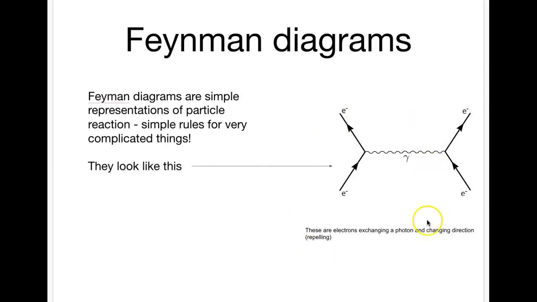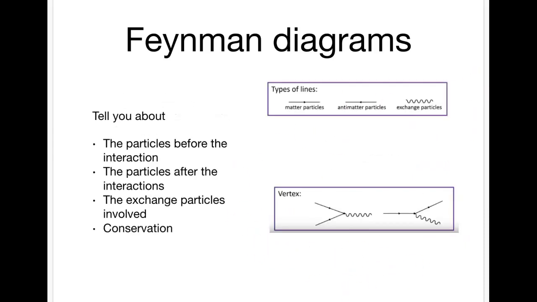This is an example of a Feynman diagram. Now there are rules, and here are the rules. The Feynman diagrams tell you about the particles before the interaction and the particles involved after the interaction. They also highlight if there's an exchange particle involved, a boson, and they should tell you something about conservation.